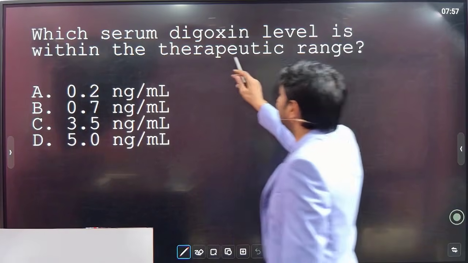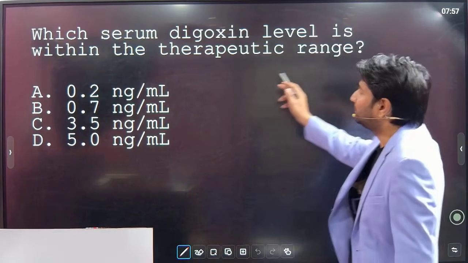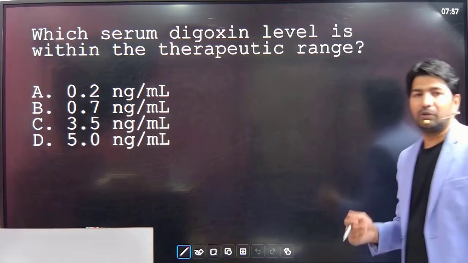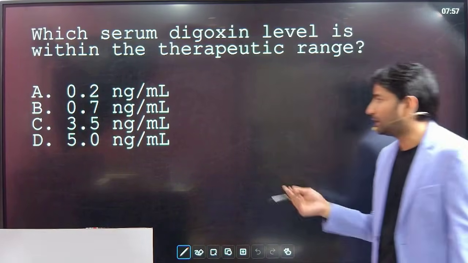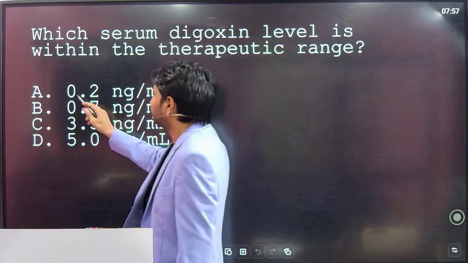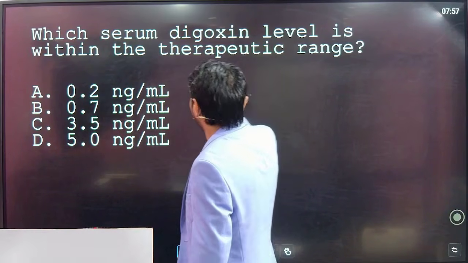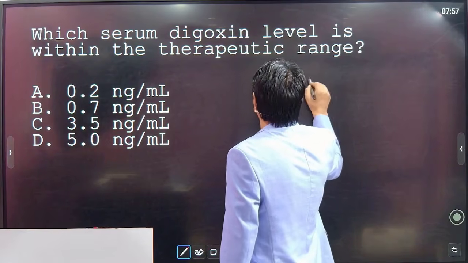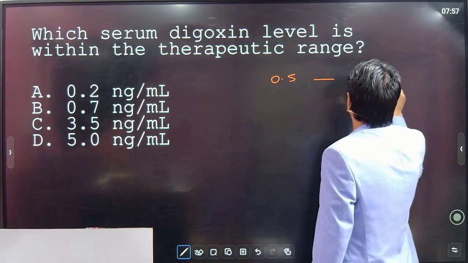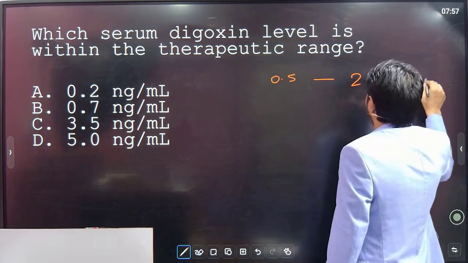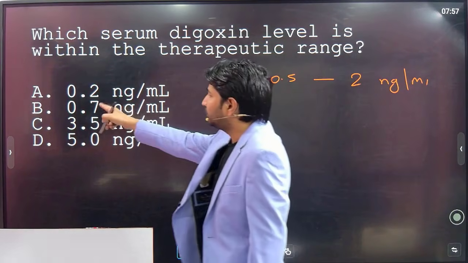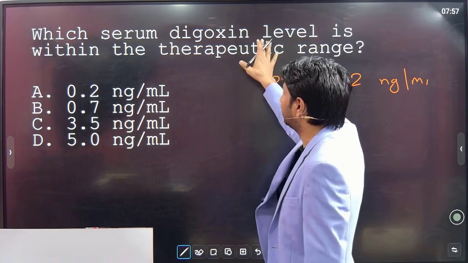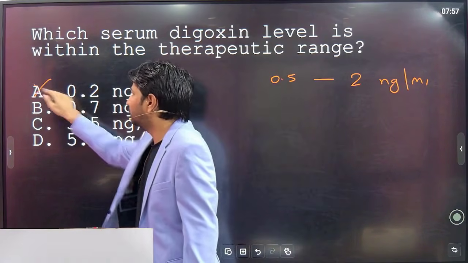Which serum digoxin level is within the therapeutic range? So serum, meaning we need to state the normal range for digoxin here. Option A, 0.2. If we talk about the normal range, it's 0.5 to 2 nanograms per milliliter. So option A, 0.2 nanograms, means it's low, whereas we need to state the correct range. Therapeutic range. So this will be wrong.